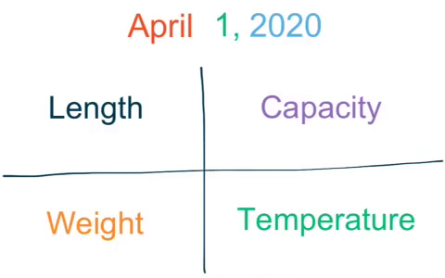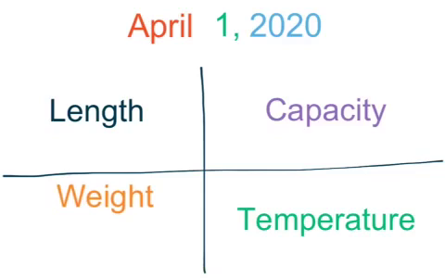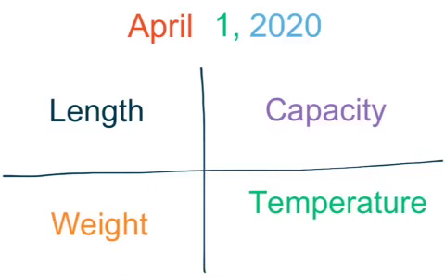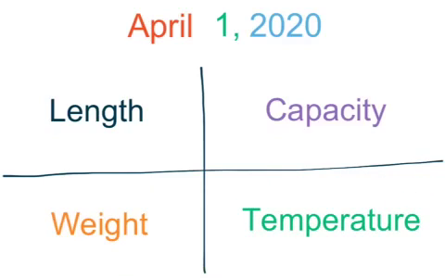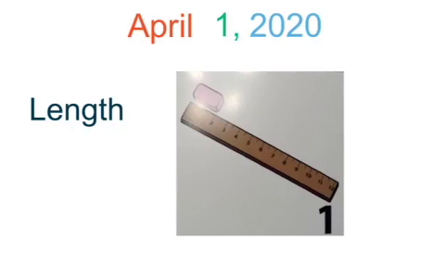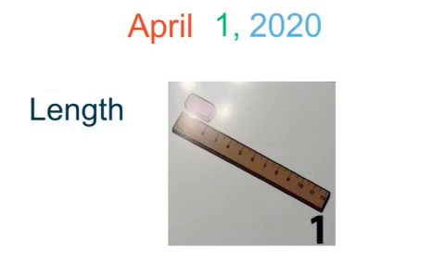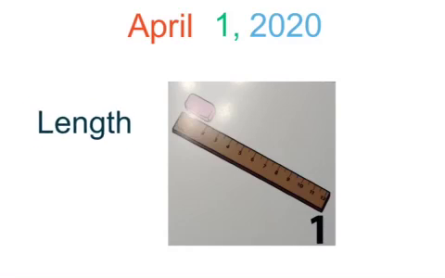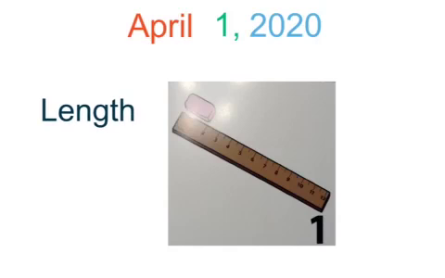What do you think the calendar piece was yesterday for April, if you had to guess? Length, capacity, weight, or temperature? Let's see if your guess is correct. Yesterday, our calendar piece looked like this. It's a ruler measuring how long an eraser is. So yesterday, our calendar piece showed length.